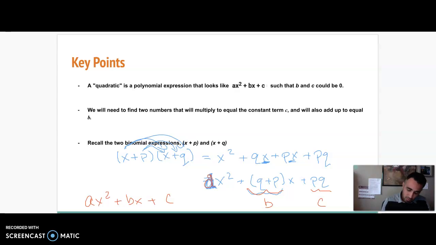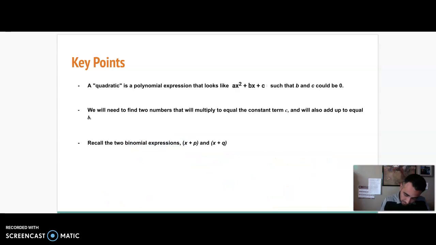So when we factor, it's going to look like something like this as the two binomials that we worked with. So that's what it's going to look like. Okay?